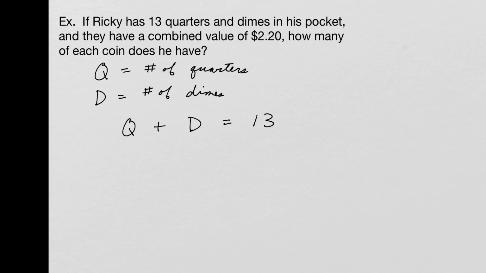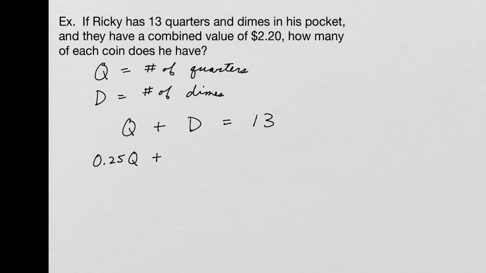Well, what are quarters worth? Quarters are worth 25 cents, $0.25. So the total amount of money I have from the quarters must be 0.25 times the number of quarters. Does that make sense? Like if I had 4 quarters, 0.25 times 4, I'd have $1 coming from the quarters. If I have 8 quarters, then it would be $2 coming just from the quarters. But in general, it'll be 0.25 times the number of quarters.